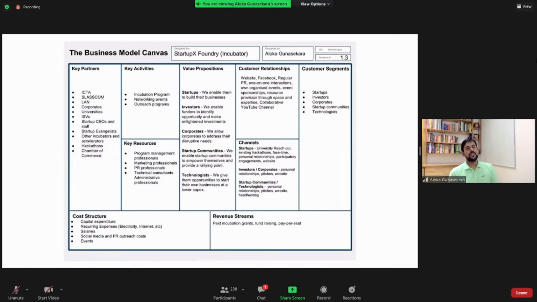And for our customer relationships, we had the website, the Facebook, regular PR, we usually did 2 press releases each year, one-on-one interactions, organized events, lots of things. And for channels, we had university reach outs, hackathons, spending time with people, personal relationships, all that. Investors and corporates, usually these are personal relationships. We pitched a lot, and then of course the website. Likewise, these are the things that you would do to get your business up to a certain point. This is not rocket science. These are common sense. All you do with the business model canvas is put it into these 9 boxes. That's all you do. Don't worry about the business model canvas too much.